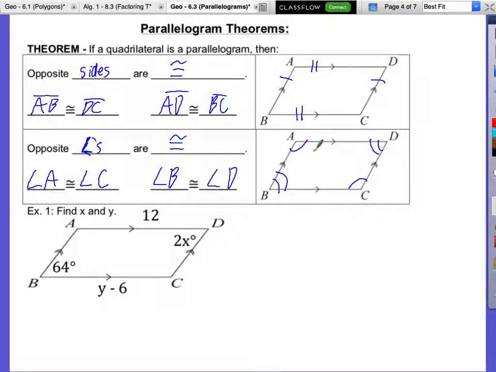Jacob. If all angles are congruent, doesn't that mean it has to be a square or a rectangle? Yes.